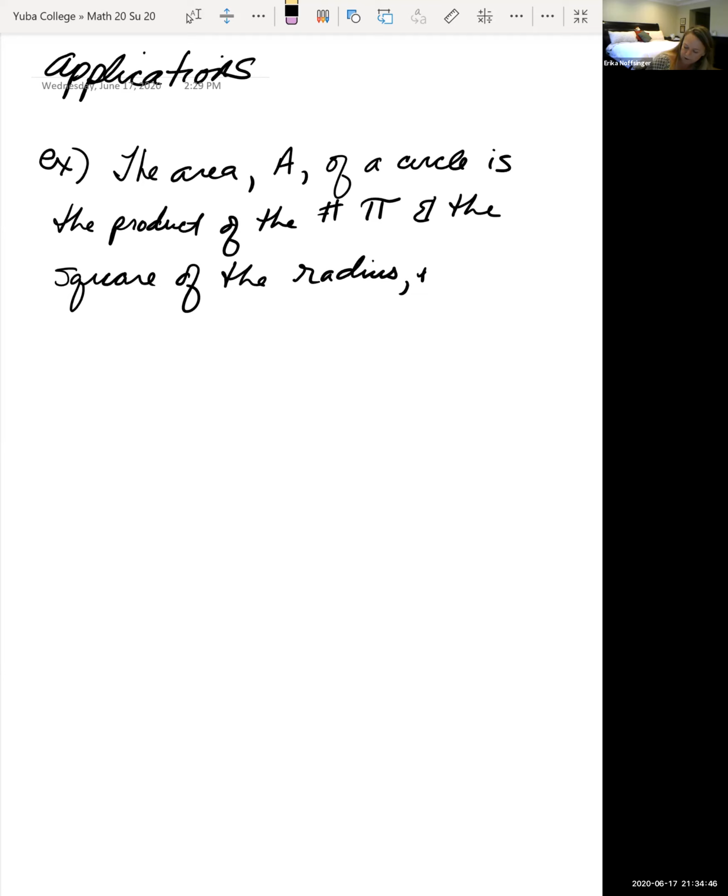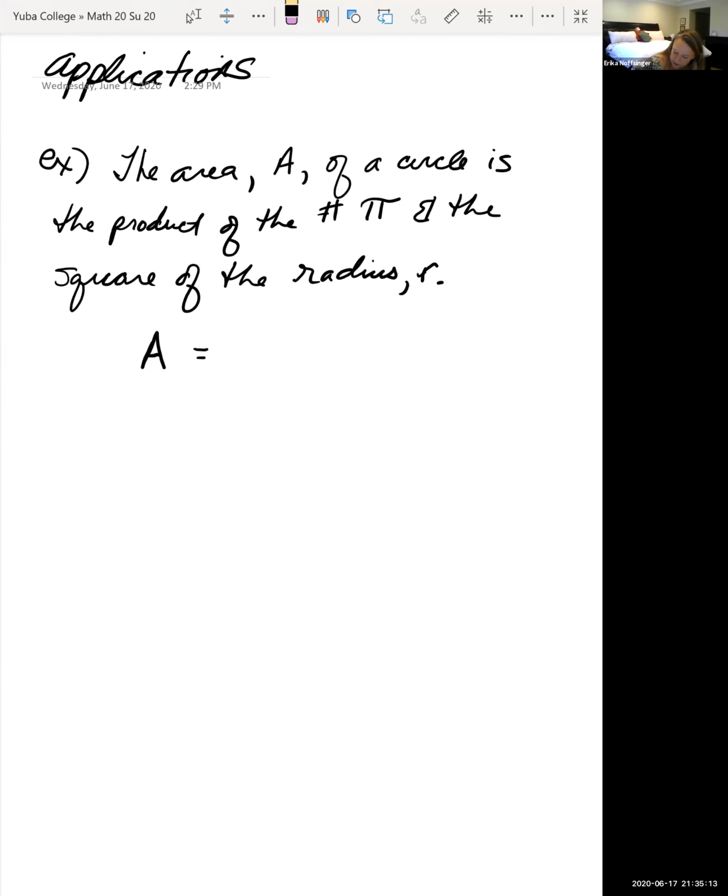Comma, R, little r. Okay, that one might not be that hard because you might remember that formula for the area of a circle. Area, capital A. So the area of a circle is... anytime you see "is" in there, or a lot of times when you see "is", that means equals.